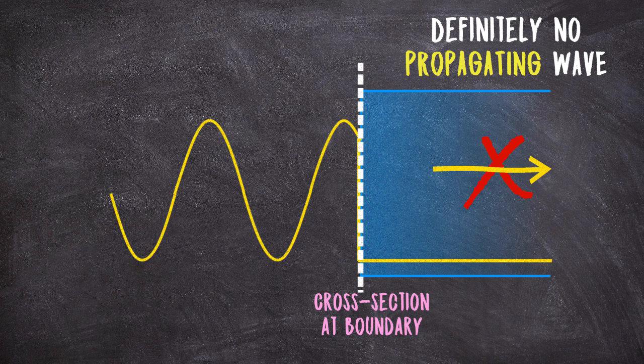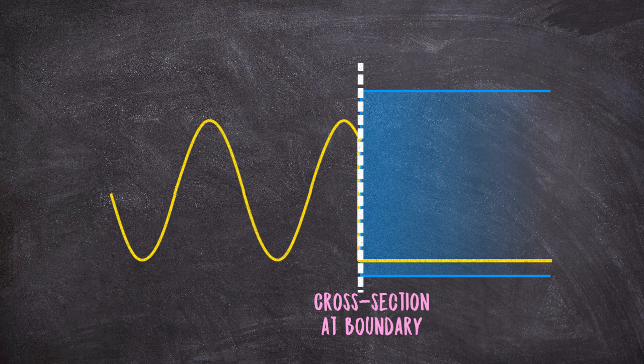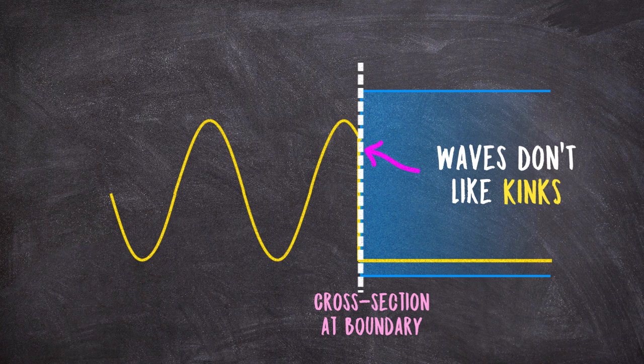If the wave did abruptly end at the boundary, that would lead to a kink in the wave, and that is something that waves really don't like. There are some fairly abstract reasons for this. For example, it implies a violation of conservation of energy and momentum. But the point is, oscillating phenomena don't allow kinks or discontinuities. It's just a big no-no for them.